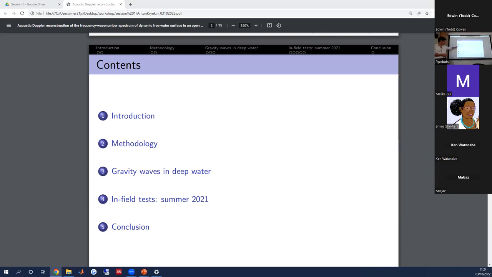So we talk about methodology, talk about the gravity waves in deep water. We've done some experiments to validate this methodology, and eventually we've done some field tests. People are asking me if I go out in the field sometimes, so I do. And this time I did get my feet wet, really. I bought the proper waders, after, let's say, a bad experience, so it's not much fun. And then I draw conclusions.